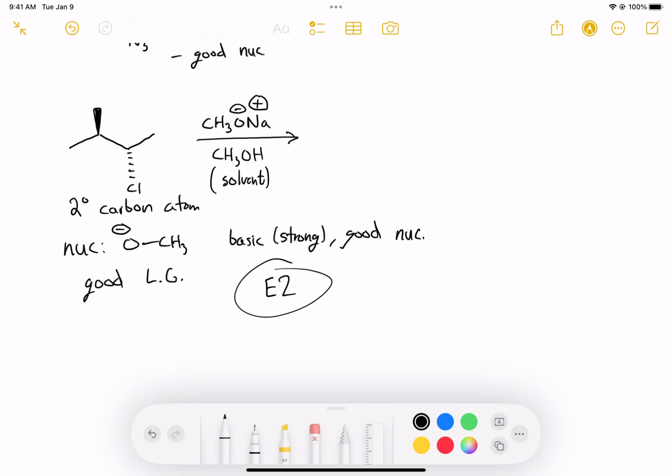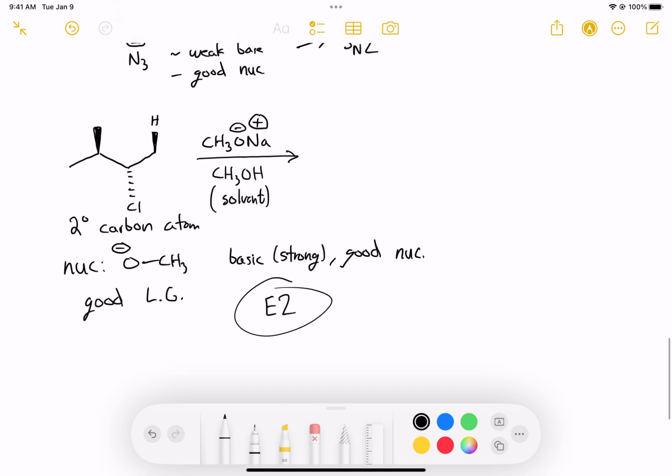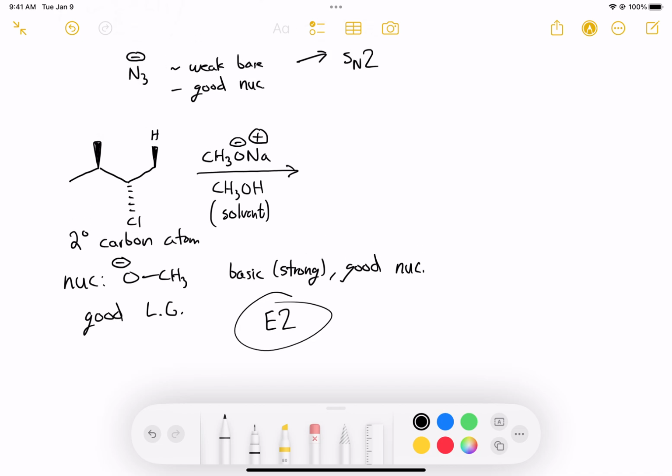So for E2, we have two different possibilities, right? We have this hydrogen here, because remember, in order for E2 to occur, one of these hydrogens has to be wedged, sorry, because it's kind of like a backside attack with SN2. In this case, they have to be anti-periplanar, or anti to each other, to effect the E2 reaction.